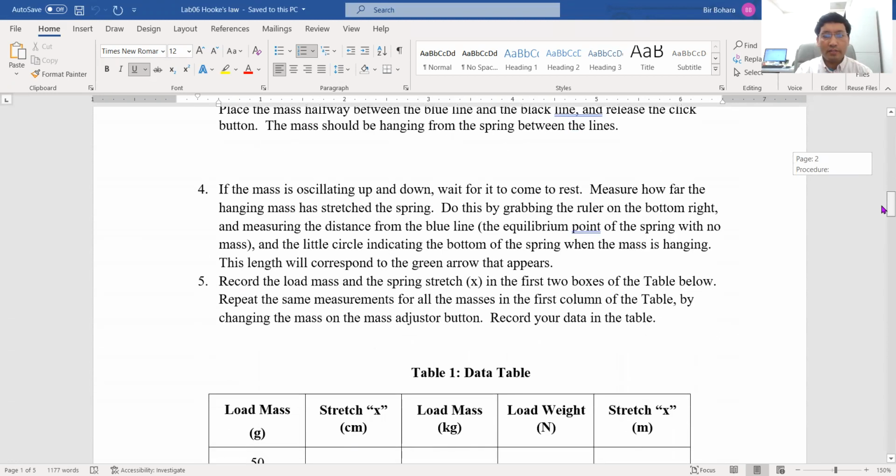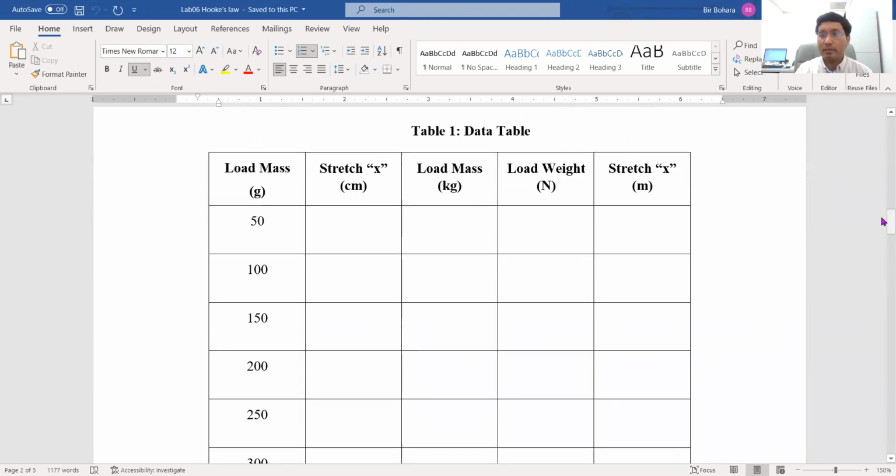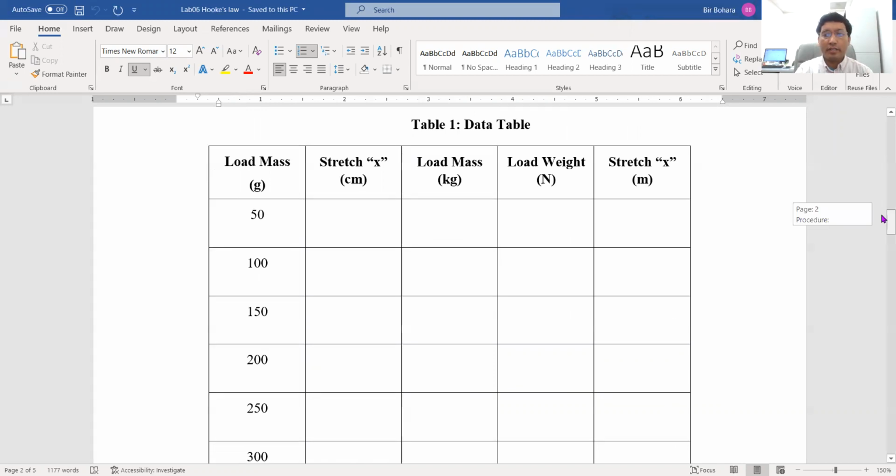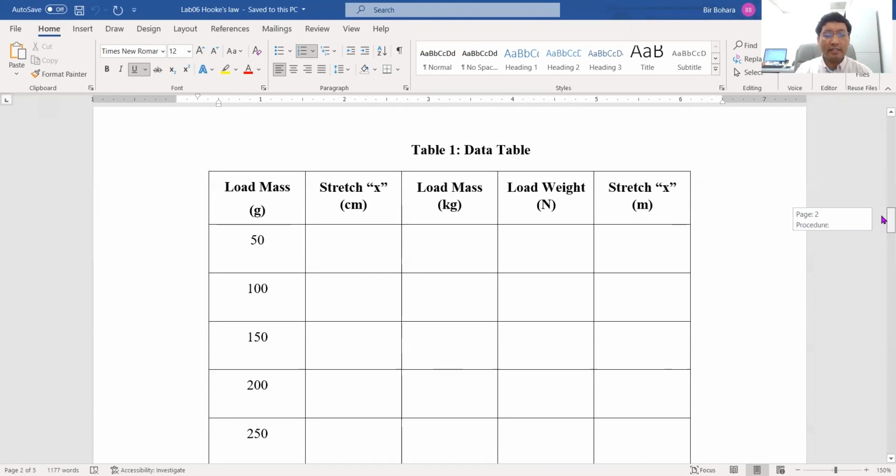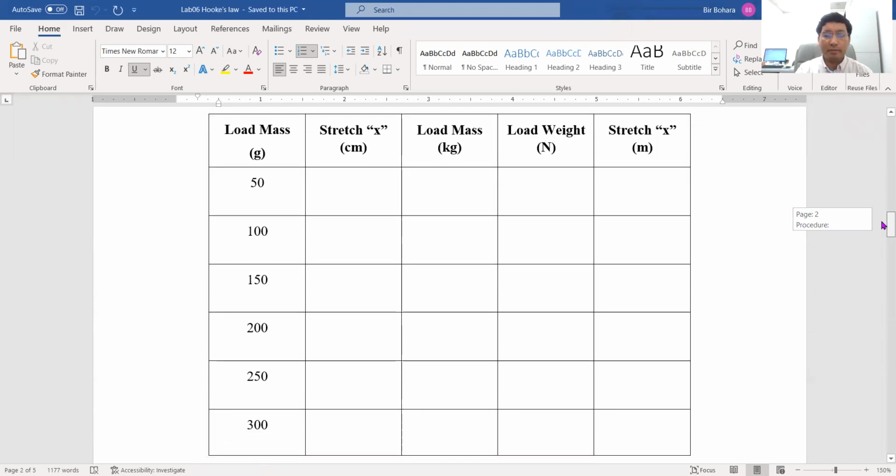If you scroll down in your lab manual, here is the data table, table 1. Look here, masses are given. You can set these masses, starting from 50 all the way to 300. I'm illustrating a few data; probably one data point is enough because you can repeat the same process by changing these masses. Here is the mass; you set it in the simulation lab, and then you measure the stretch X and write it down here.